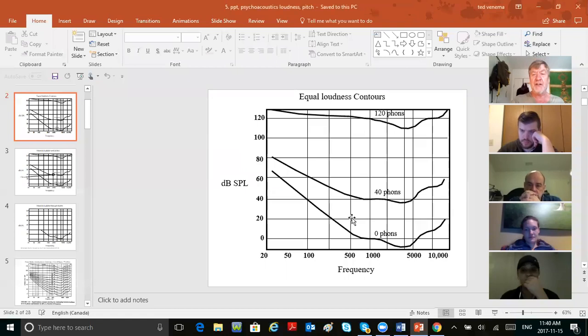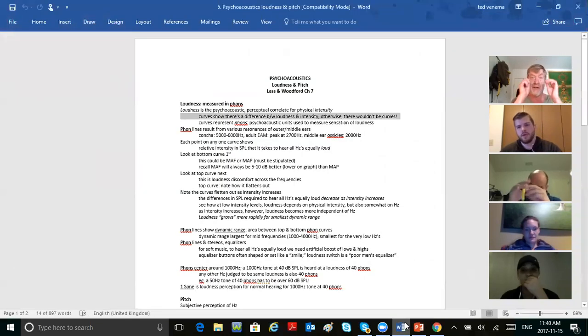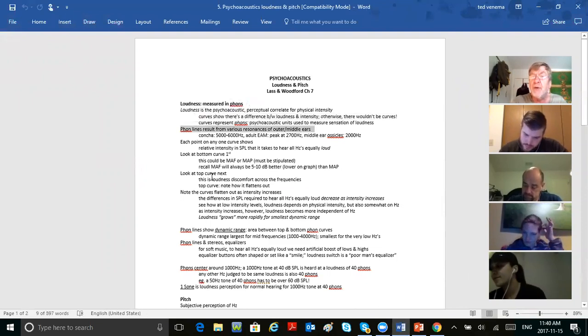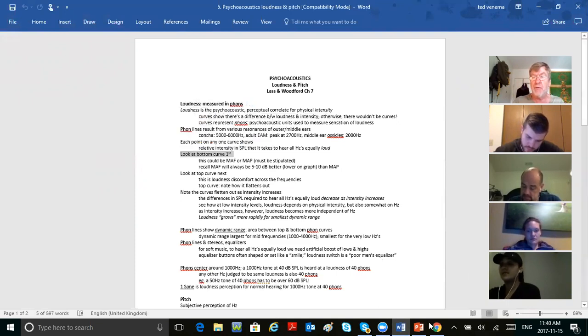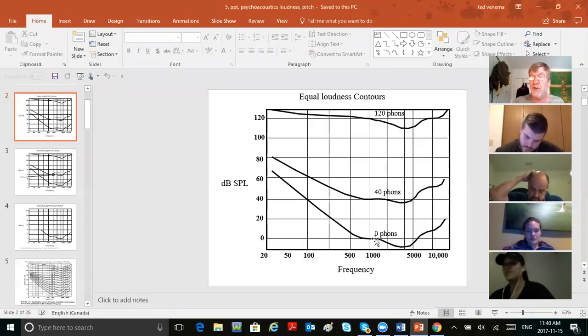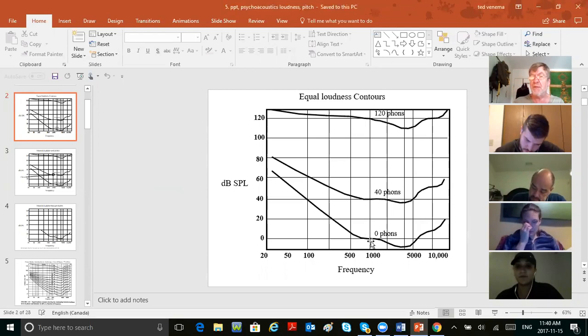Let me see if I can get out of this thing. Good. Okay, let's read what we said here. The curves result from various resonances of the outer and middle ears. Interestingly, though, they flatten out as the intensity increases. Look at the bottom curve. Could be MAF or MAP. You'd have to stipulate it. We call it minimal audible field because 1,000 hertz touches 0. If it did not, it would be minimal audible pressure, one ear. But since it touches the ground all the way down to 0, two ears.